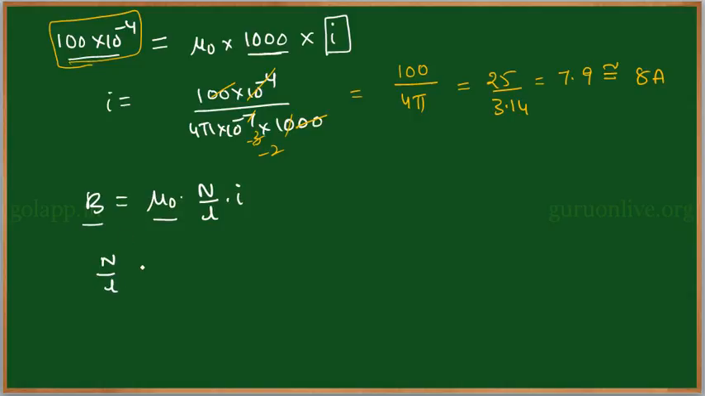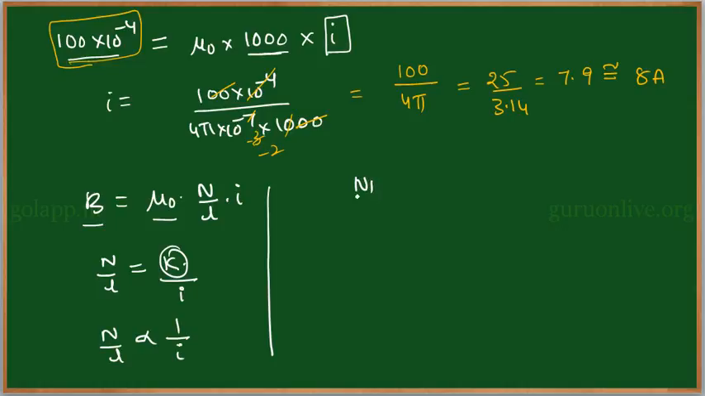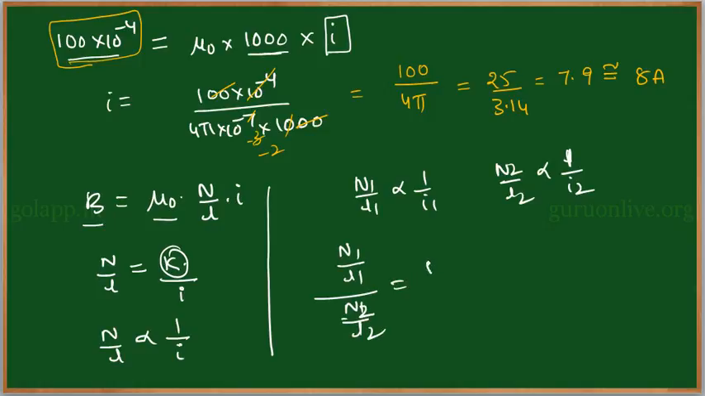So N by L depends on current as some constant K by I. So N by L is inversely proportional to the current passing through it. So if you increase the current, we can decrease the turns. So coming to the required thing, now I want to take N1 by L1, which is proportional to 1 by I1, and N2 by L2, which is proportional to 1 by I2. If you take the ratio of these two proportions, N1 by L1 divided by N2 by L2 is equal to I2 by I1.